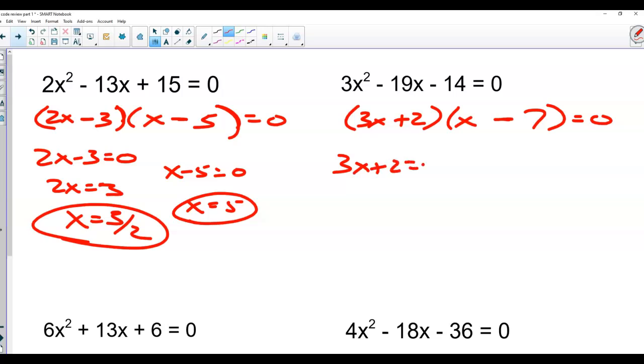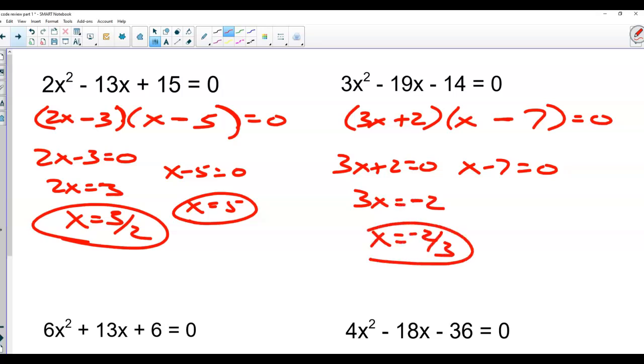3x plus 2 equals 0. x minus 7 equals 0. 3x equals negative 2, and x equals negative 2/3. When you add 7 to both sides, x equals 7.